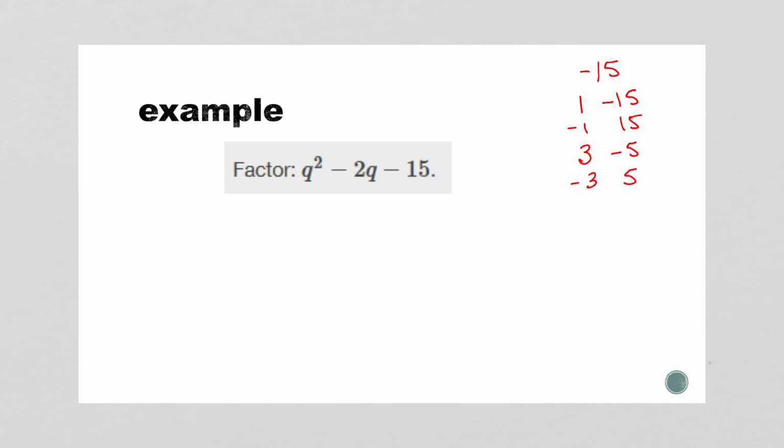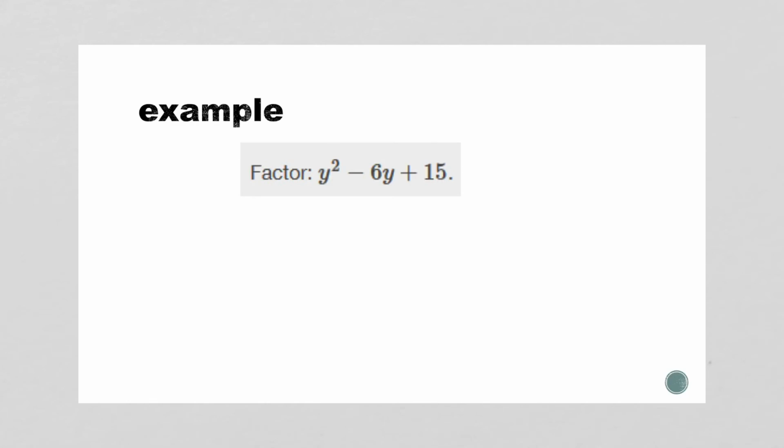There's only one pair that has a sum of -2, okay? This one has a sum of -14. This one has a sum of +14. This one has a sum of -2, and this one has a sum of +2, okay? So it's this one that we're going to use, all right? So Q goes here and here, and then I want a +3 and a -5. And again, doesn't matter which order you write that in.